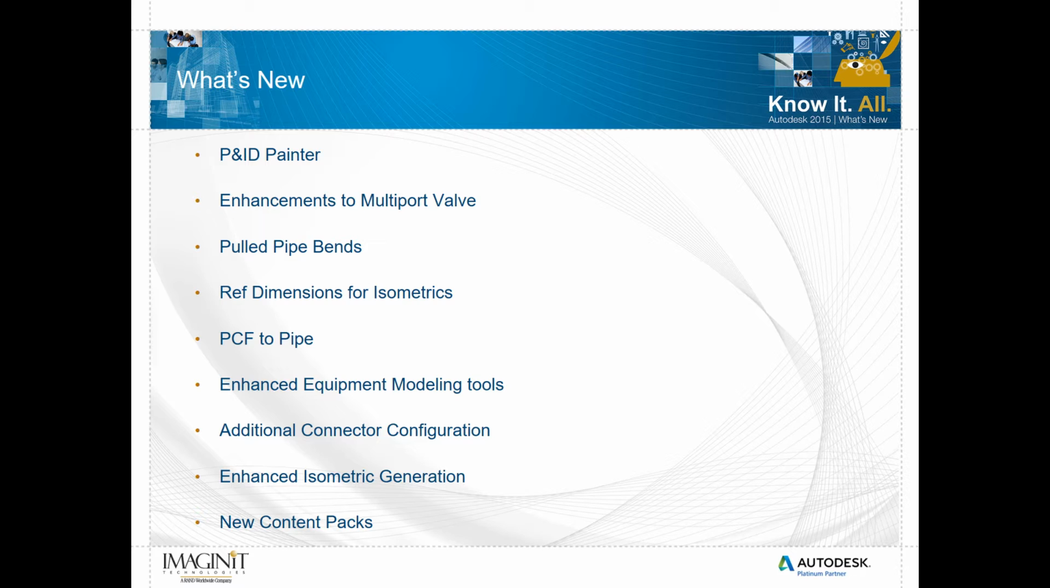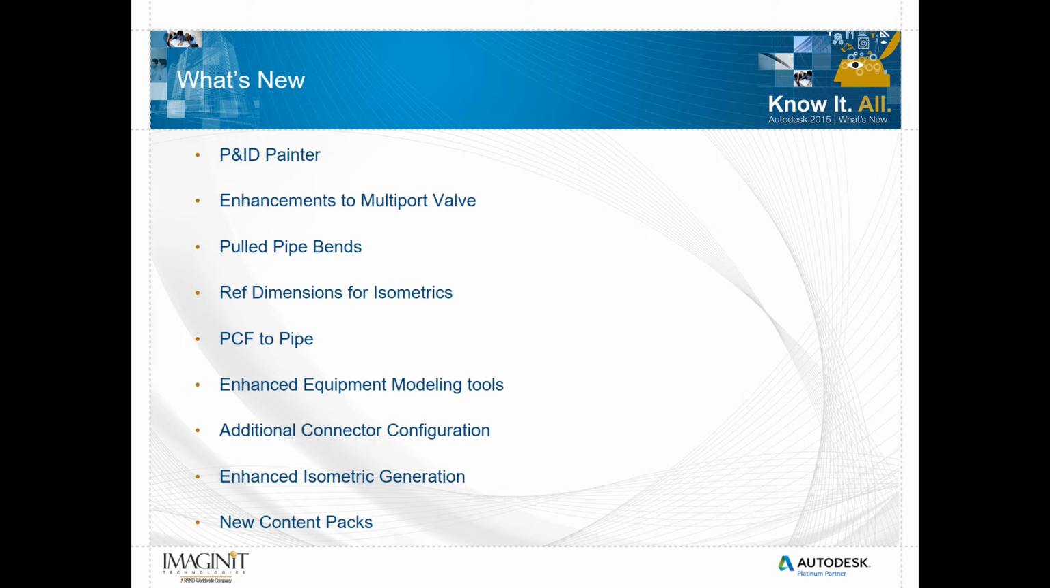Pulled pipe bends. Now the pulled pipe bend tool is nothing new, but we have this new option where we can right click and convert those pulled pipe runs into pipes and bends. Reference dimensions for isometrics. This is one thing that I'm really excited about. This allows us to place reference dimensions inside the model that then get referenced in place onto our isometric drawings.